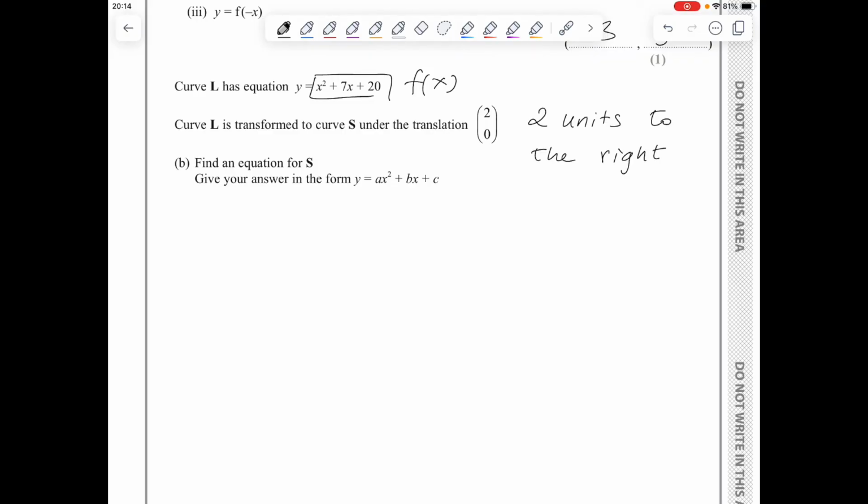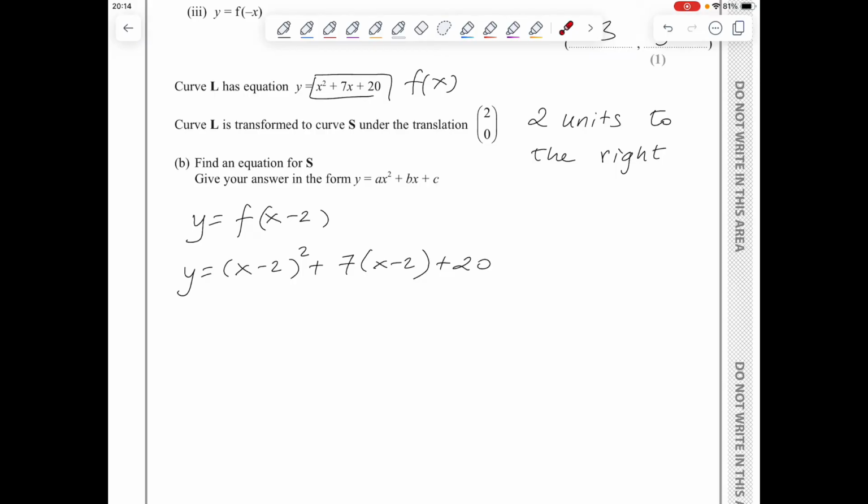So writing this in a functional form like I had in part A will yield y equals f of x minus 2. So what I have to do now is go to f of x, which is this one, and replace those x's with x minus 2. So I'll get y equals (x minus 2) squared plus 7(x minus 2) plus 20.